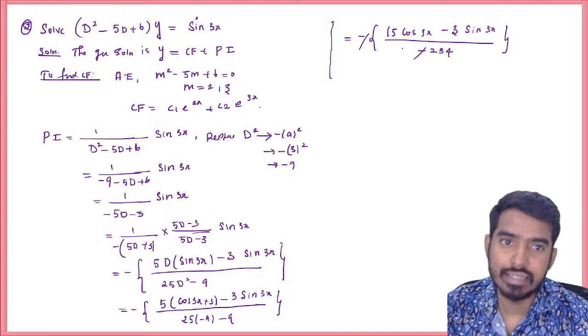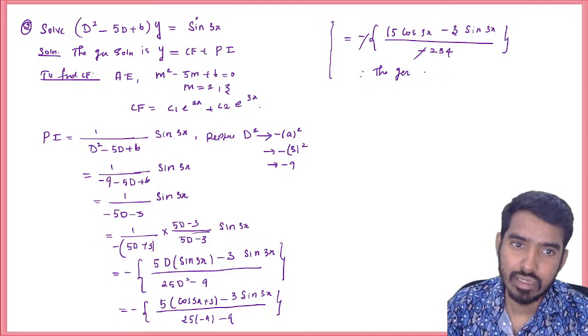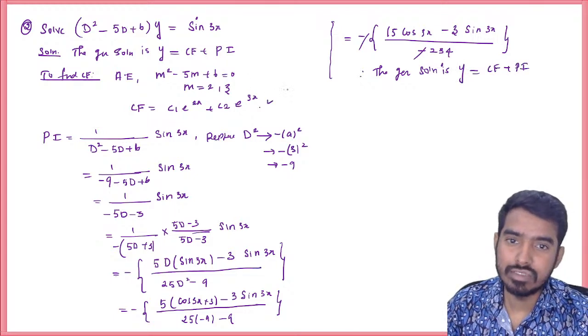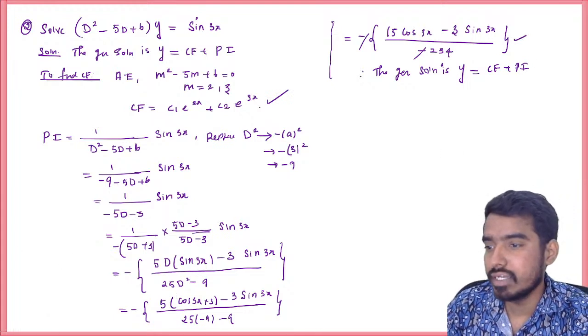The 3s get cancelled. That is your PI. So therefore, the general solution is, if you want you can also take some terms common and cancel with 3. The general solution is y is equal to CF plus PI. So CF is this, PI is this, add them up to get the required solution.